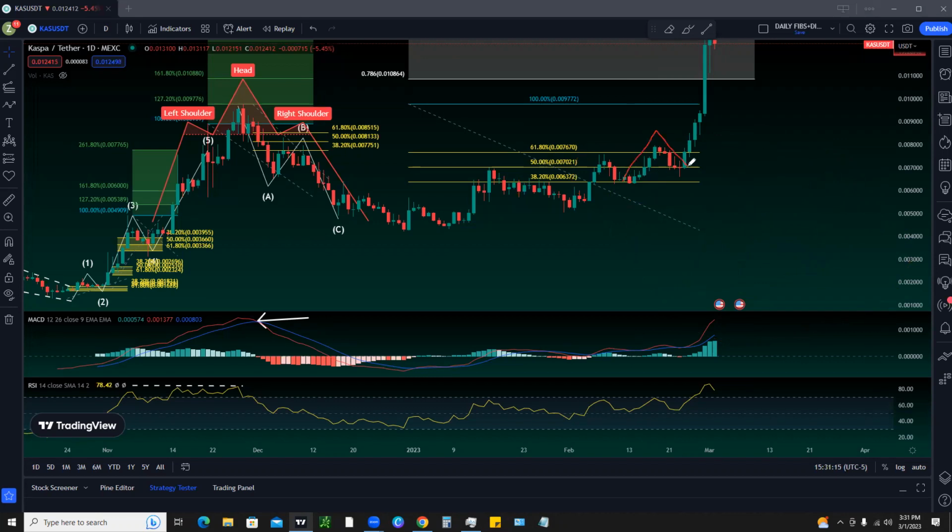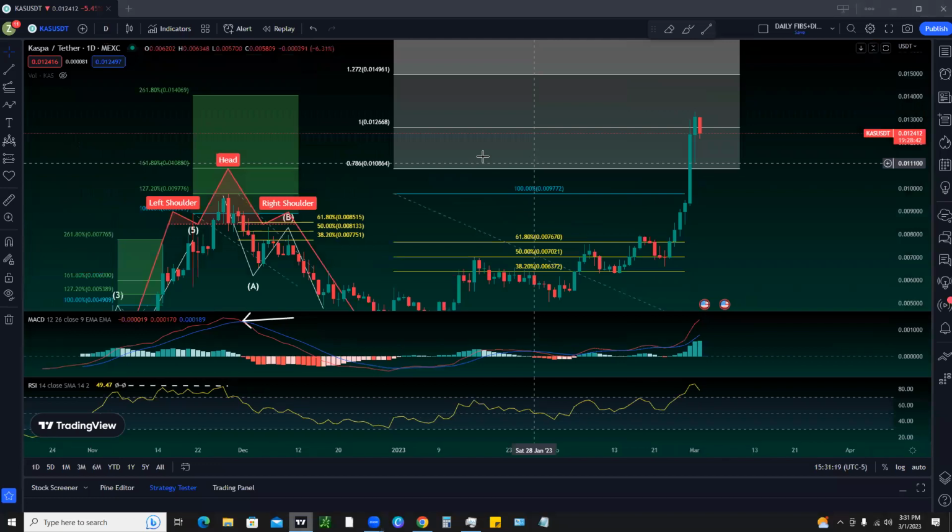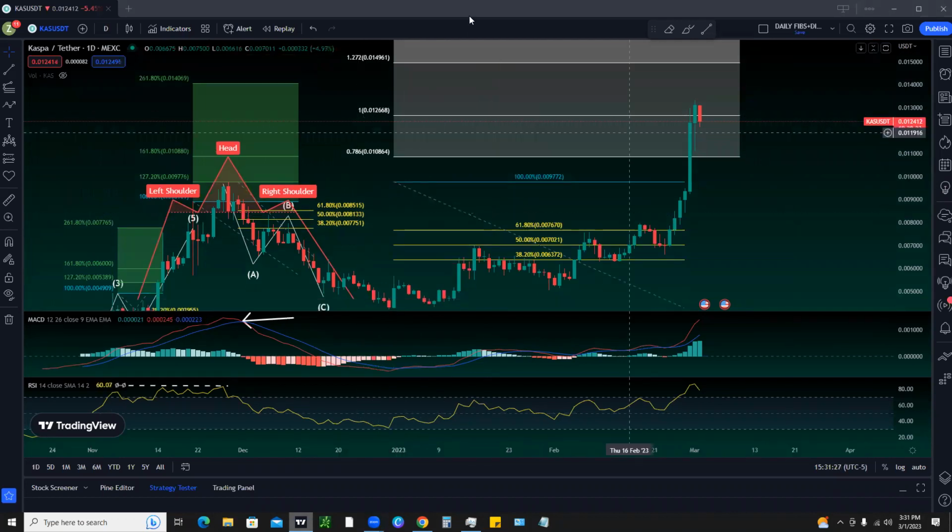So, you know, I was updating us right around this time period here on Kaspa, and you can see we broke out, came back, and got a very strong breakthrough, and we actually hit our first bullish price target at 0.0108 and our second bullish price target at 0.012668.